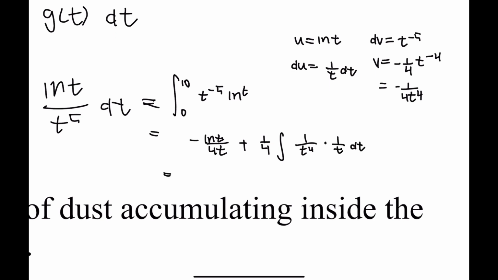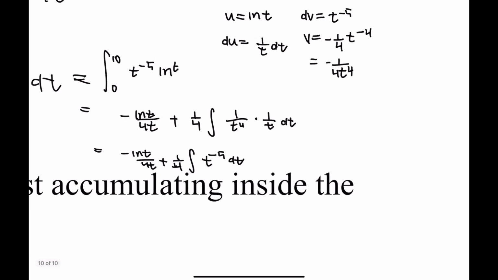So we have negative ln t over 4t to the 4th plus 1/4 times t to the negative 5th power again. Alright, and then that's that. And then let's try to take the integral of this. Well, we know the integral of this would be negative 1/4 t to the negative 4.